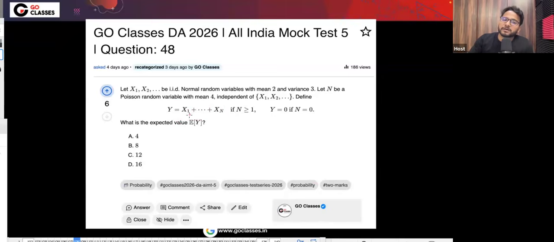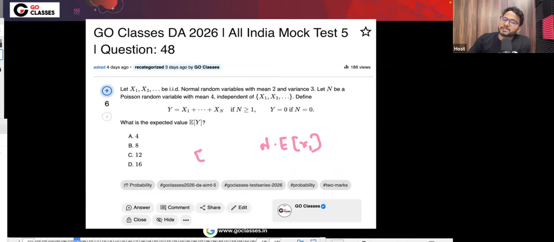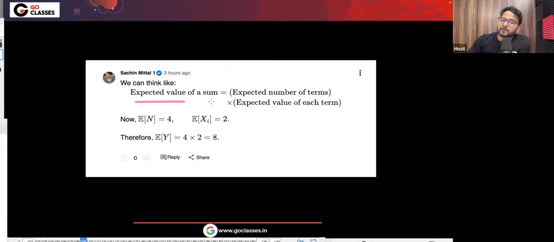If this n could have been fixed, then let's suppose the X's are independent and have the same expected values. If n is fixed, then the answer will be directly like this. But here n is also a random variable. So in that case, intuitively I'm telling you, obviously mathematically we will prove it, the expected value of the sum will be the expected number of terms into the expected value of each term. Expectation of n is 4 and expectation of each term is 2. So that's why 8 is the correct answer here.